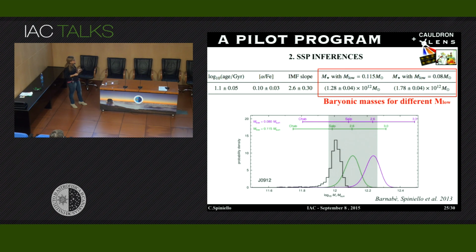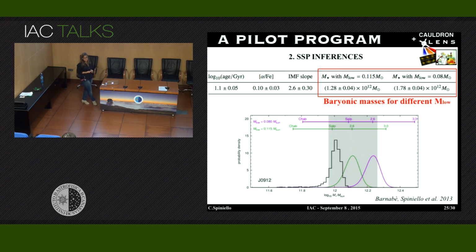Okay? Here I'm also plotting what it would be with a different IMF. So if you assume 0.115, and instead of 2.6, you use a Salpeter IMF, you will be picking here. If you use a Chabrier-like IMF, which is all unimodal, you will be picking here. And the same for the purple line, okay? The black histogram is instead what we get from lensing and dynamics, so the baryonic mass of 10 to the 12 solar masses. As you can see, for these particular galaxies, assuming these stellar population parameters and these two cutoff masses, we are overestimating the stellar mass.